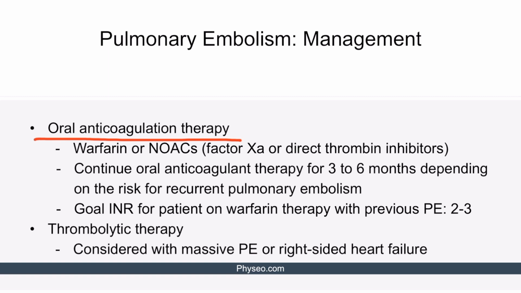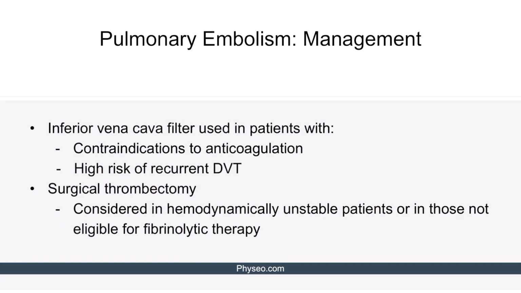We should continue oral anticoagulant therapy for 3 to 6 months, depending on the risk for recurrent pulmonary embolism. The goal of INR value for a patient on warfarin therapy with a previous pulmonary embolism is 2 to 3. Additionally, thrombolytic agents such as TPA can be administered acutely in cases of massive pulmonary embolism or right-sided heart failure associated with a PE. An inferior vena cava filter is used in patients with contraindications to anticoagulation.